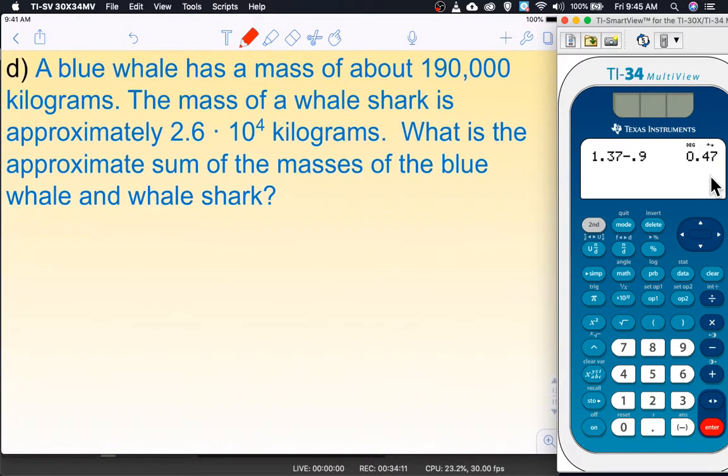Letter D. A blue whale has a mass of about 190,000 kilograms. The mass of a whale shark is approximately 2.6 times 10 to the 4th kilograms. What is the approximate sum of the masses of the blue whale and the whale shark? So one more problem for you to try. Go ahead and pause the video, do this one on your own, and hit play when you're ready to continue.